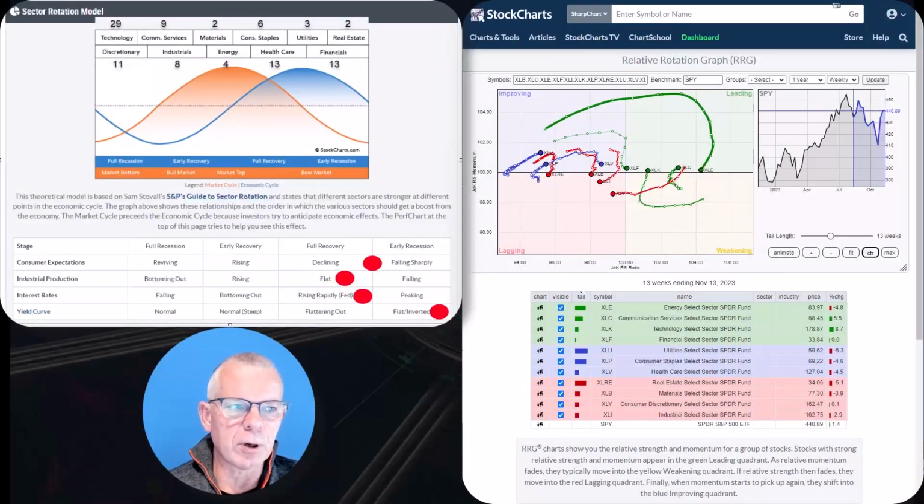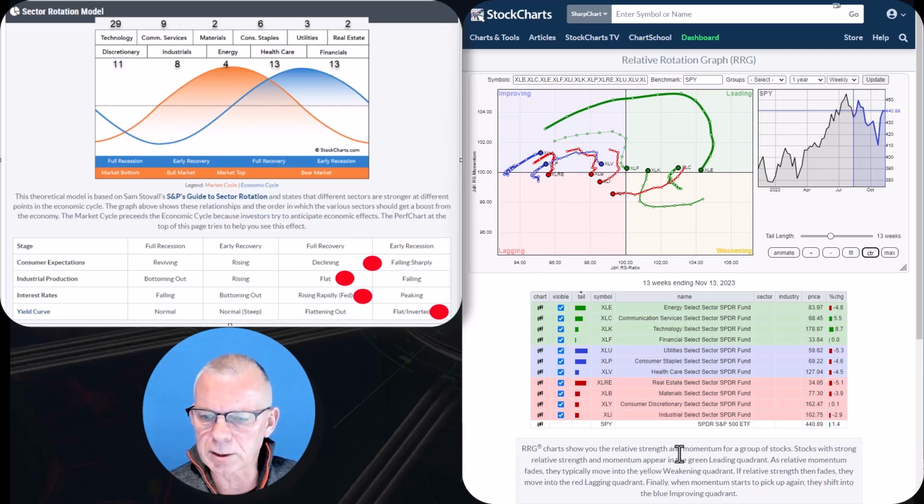Now let's move on and see how the actual rotations of the various sectors using a relative rotation graph are aligning with what we're seeing in the sector rotation model. So I'm going to go from left to right across the scale here. So not necessarily going around the RRG, but I'm going to start in this case with technology and then work my way, so technology, discretionary, etc., to the right. And then highlight the tails on the RRG.